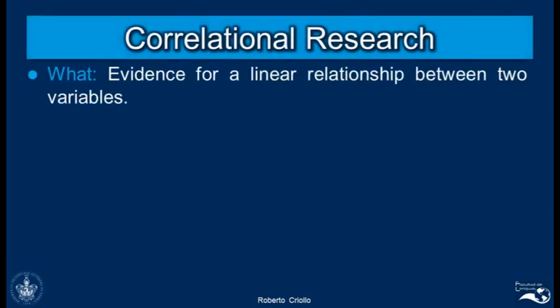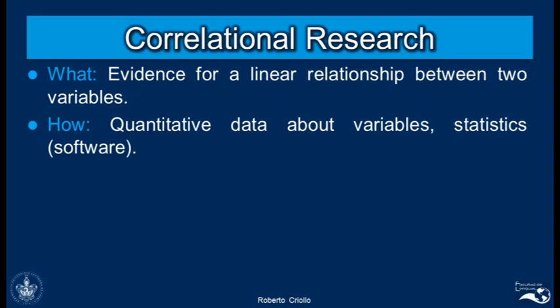Now let's summarize the characteristics of correlational research. First of all, what kind of information do we get? Obviously, in correlational research, we collect evidence to demonstrate the existence of a linear relationship between two variables. How do we do it? Obviously, by means of collecting quantitative data about those variables and then performing a statistic that is called a linear correlation. We do this by means of a software which is called SPSS, which is going to determine if the two variables are related or not.